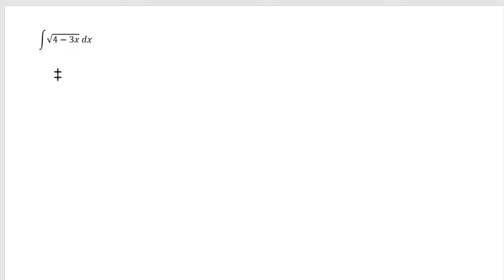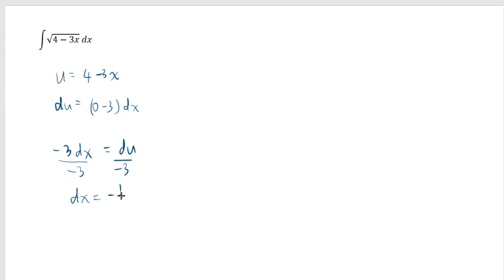Okay, here again, 4 minus 3x looks like something that's inside, so you use the u substitution. So du, you put the derivative of this, which is 0 minus 3 dx, put the negative 3 dx equals to du, and then you solve for dx, which says that dx is negative 1/3 du, and you have everything.